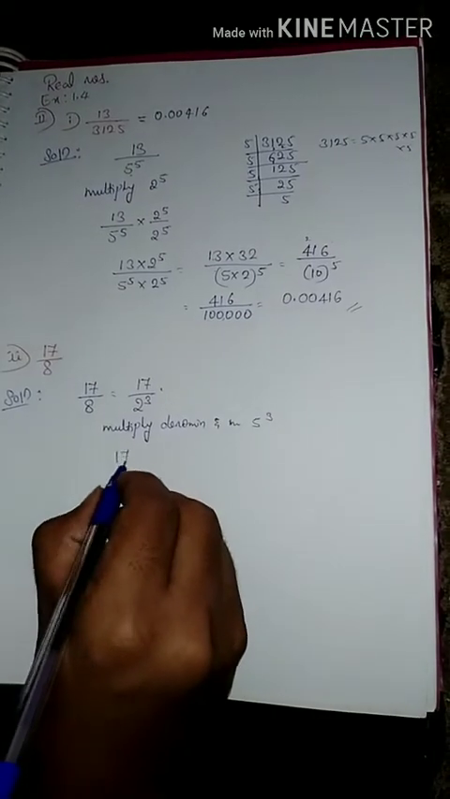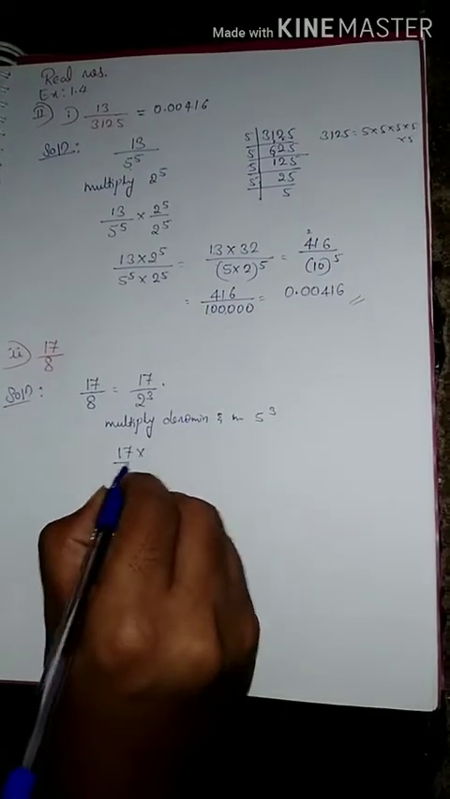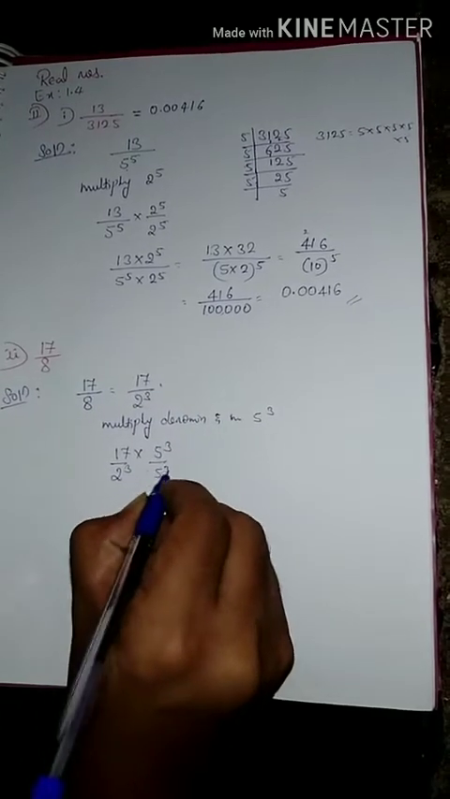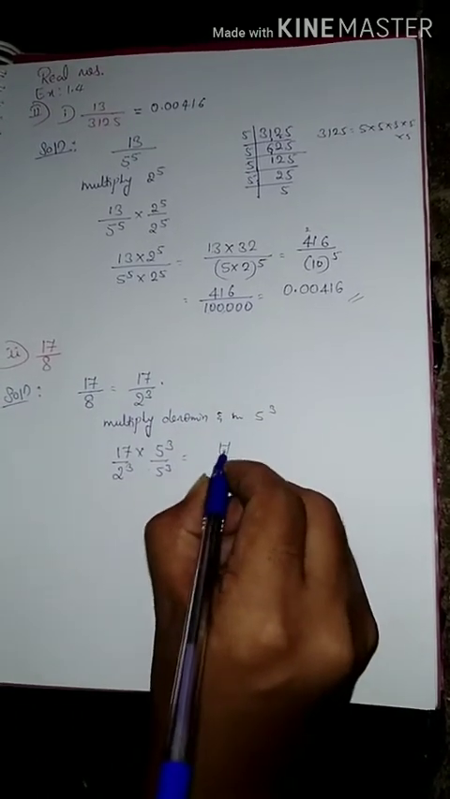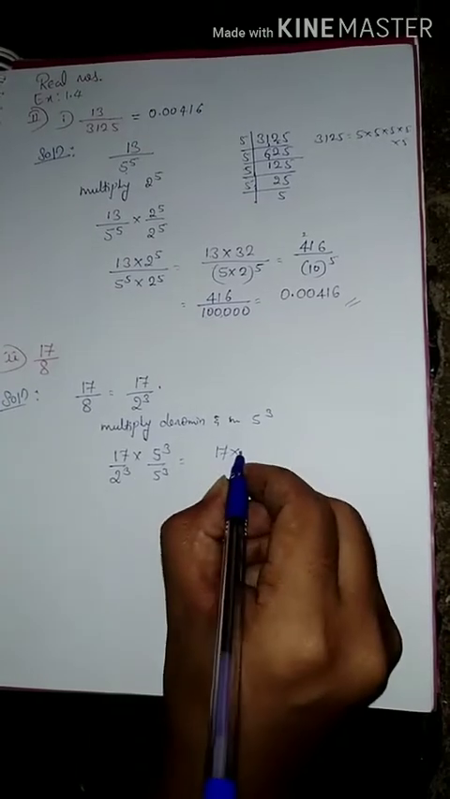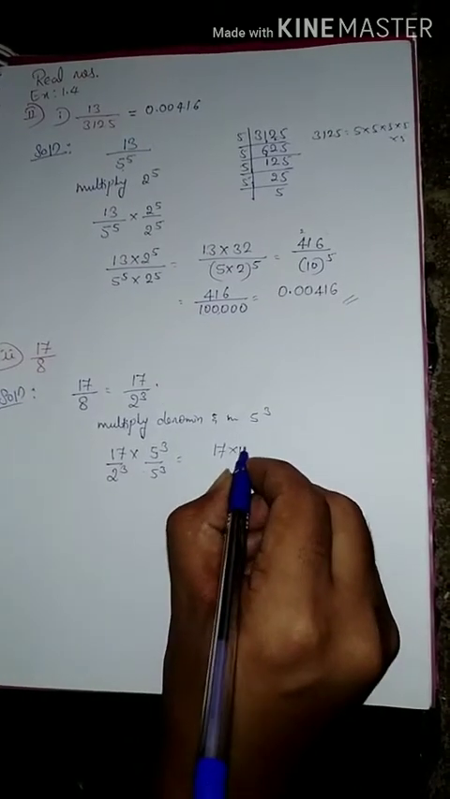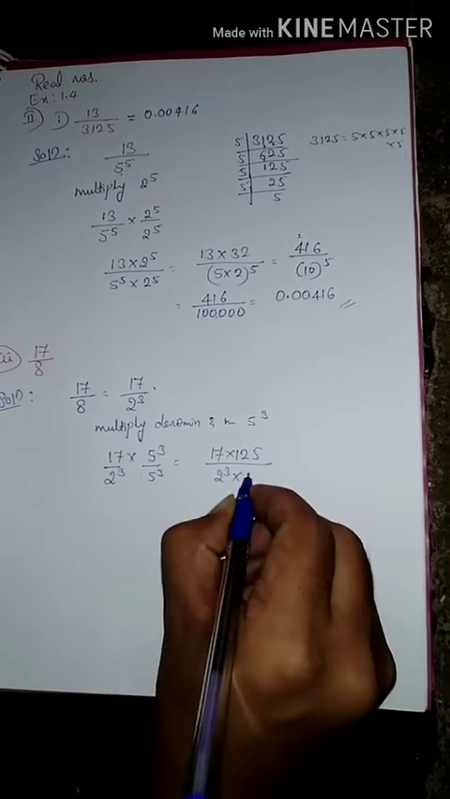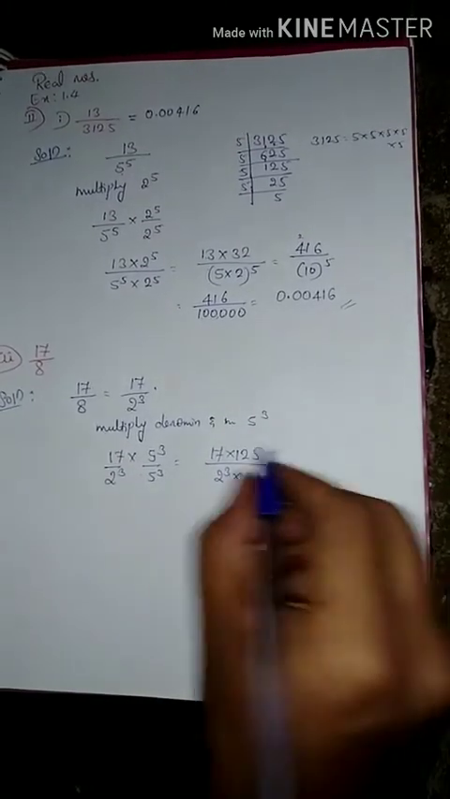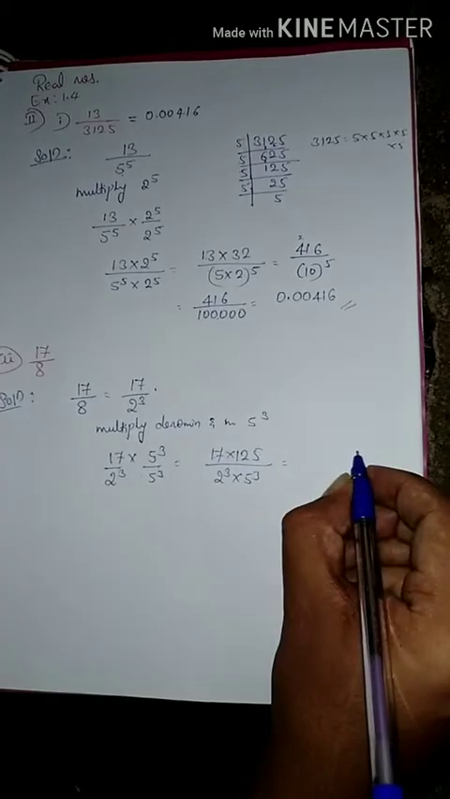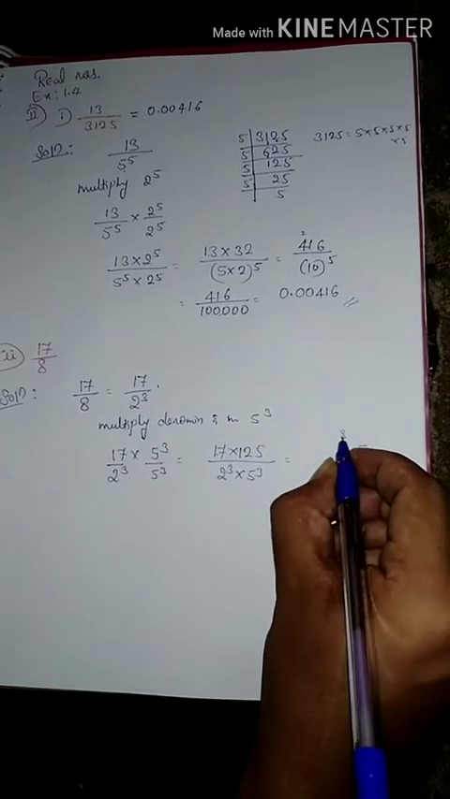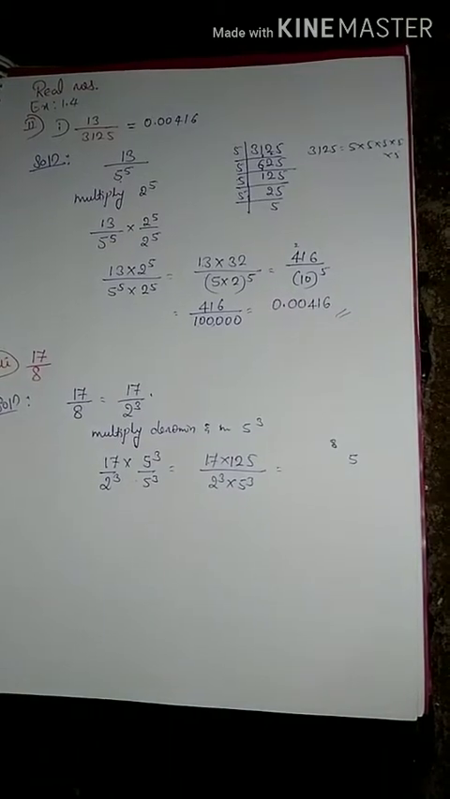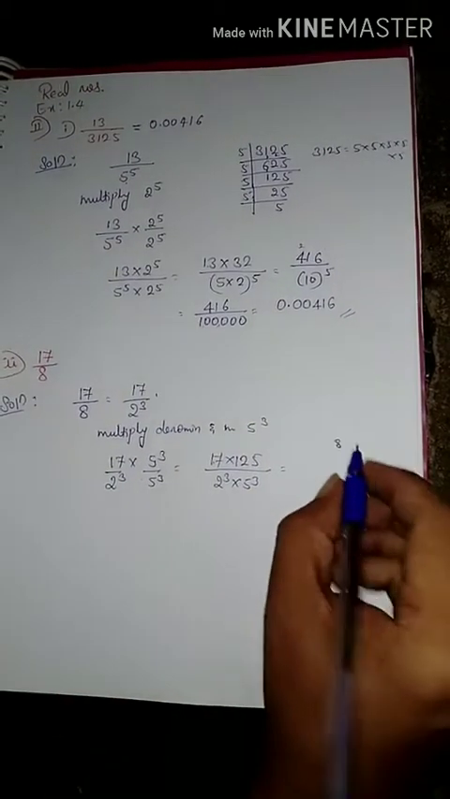So it becomes 17 into 5 to the power 3 divided by 2 cube into 5 to the power 3, which is 17 into 5 cube. 5 5s are 25, 25 5s are 125. So 17 into 125 divided by 2 cube into 5 cube. 17 5s are 85, 8 is carry. 17 2s are 34, 34 plus 8 is 42.